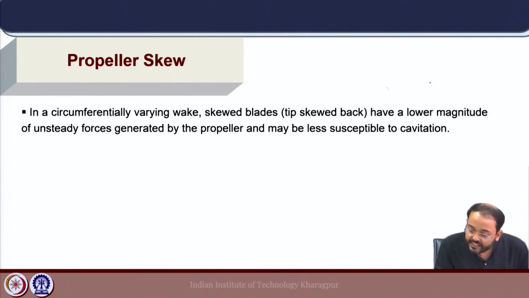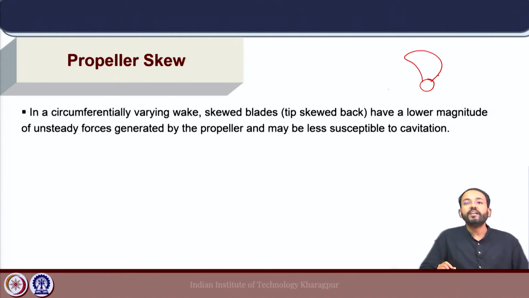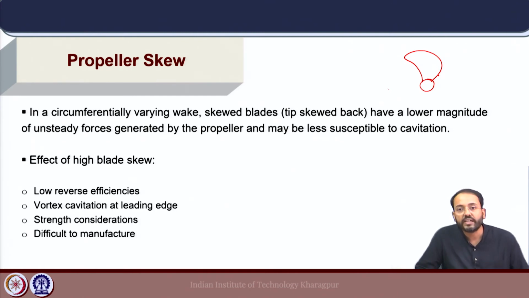The next factor here is the skew of the propeller blade. So, if we have a propeller blade which is skewed back, the blade geometry will look something like this. When the propeller operates in a circumferentially varying wake, it is common to provide a skew, because that leads to a lower magnitude of unsteady forces when the propeller operates in an unsteady wake field, and it is less susceptible to cavitation. If the skew provided to the propeller blade is very high, it can lead to certain problems.